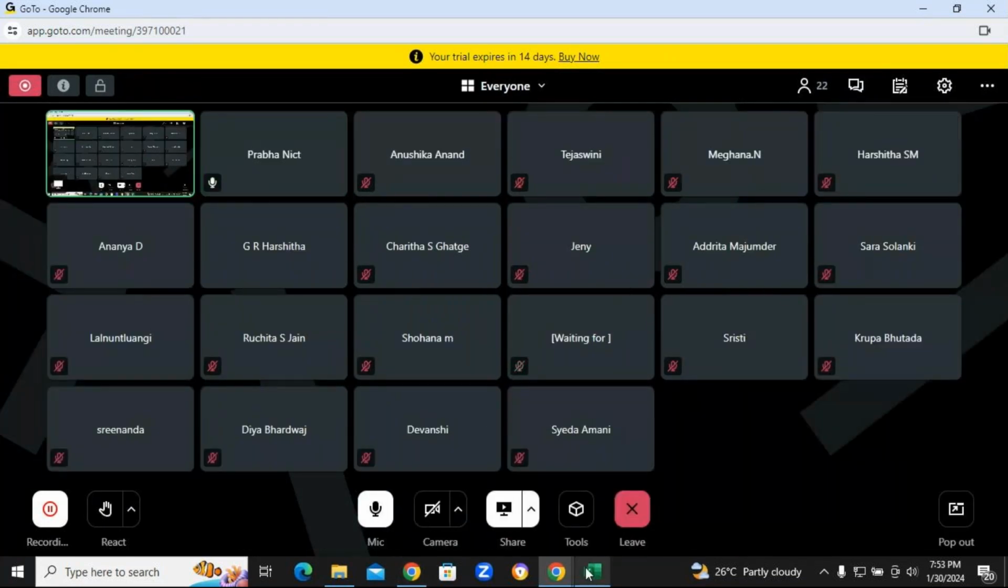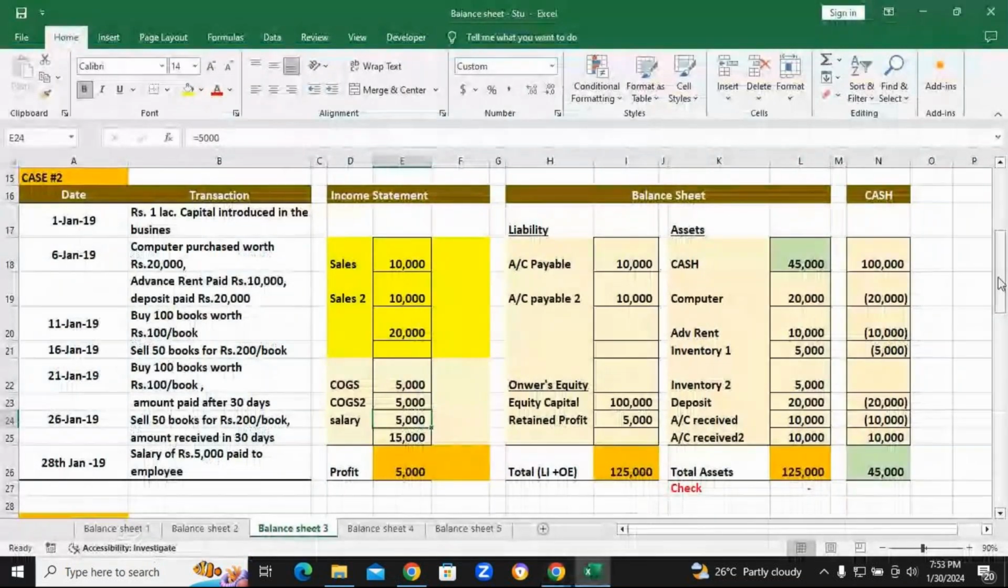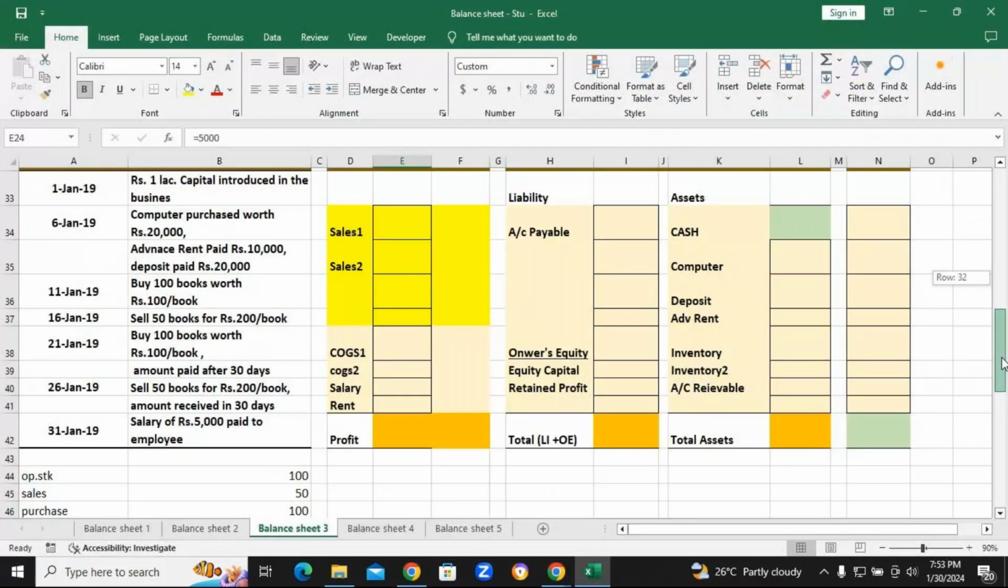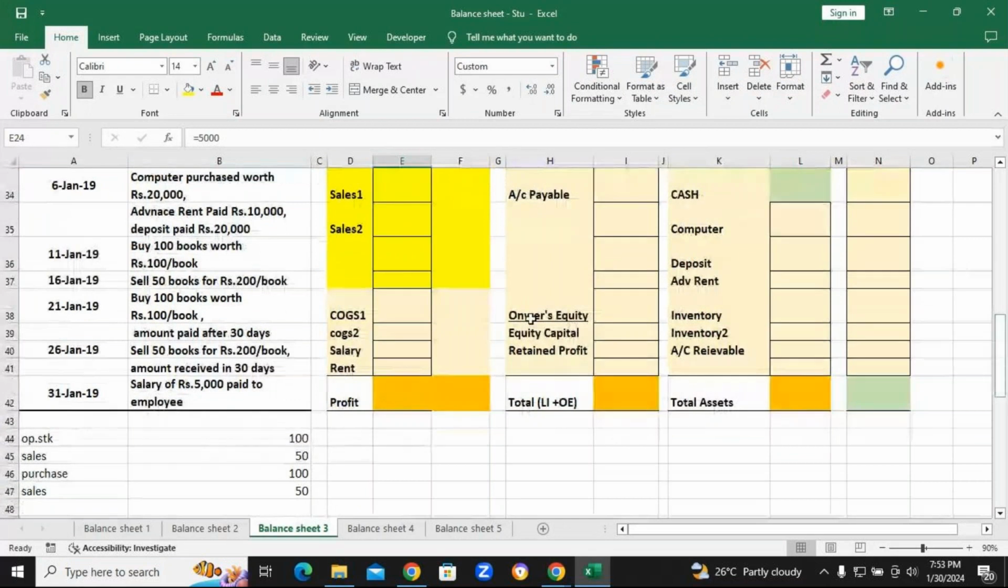So I wanted you people to solve this third one. The cash flow statement, the second statement, I wanted you to solve, and the balance sheet, the third case, I wanted you people to solve. Tomorrow we'll solve this and continue further with the fourth and the fifth one. I hope you people have understood whatever we have done today.